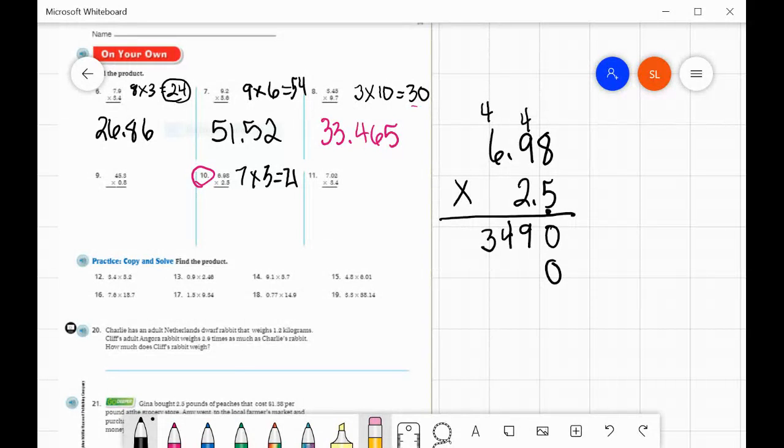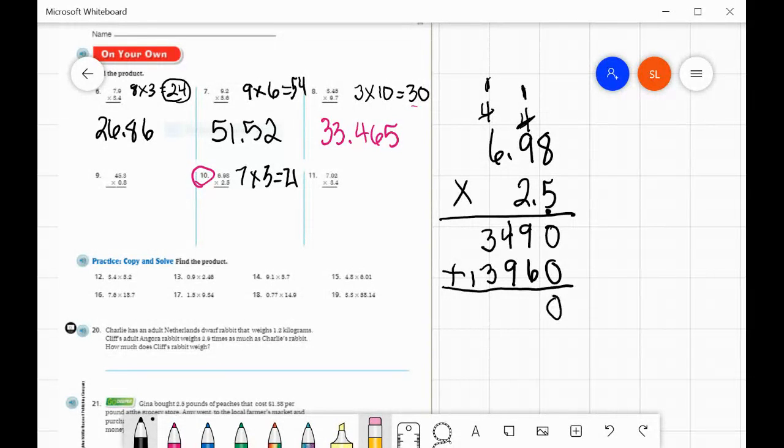2 times 8 is 16. Carry the 1. 2 times 9 is 18, plus 1 is 19. Carry the 1. 2 times 6 is 12, plus 1 is 13. And now we're going to add our digits.